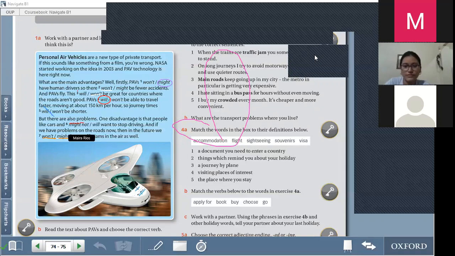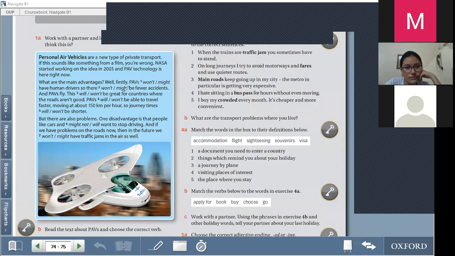Okay, pay attention. The ones that are using might are exercise number 2, exercise number 6, and exercise number 7. Pay attention. I'm going to clear all drawings. Number 2, number 6, and number 7. Okay, let's analyze them first.